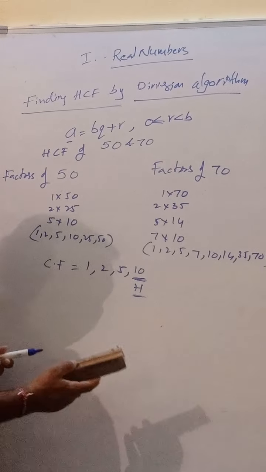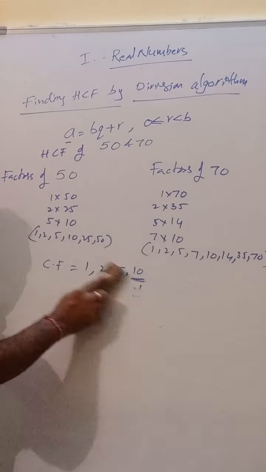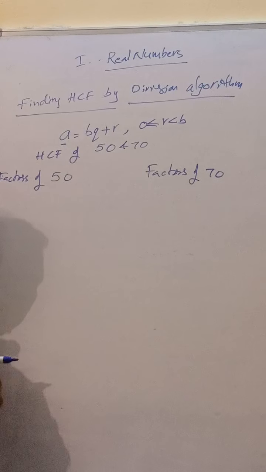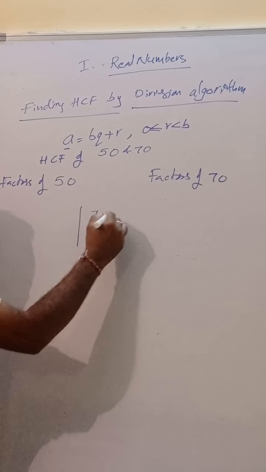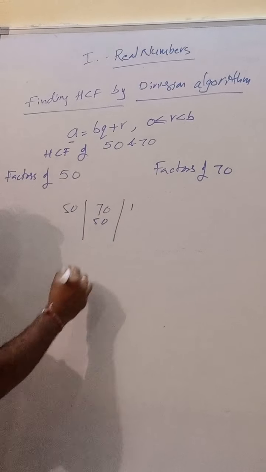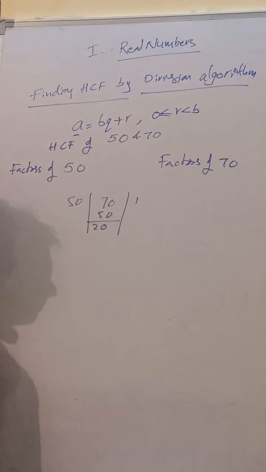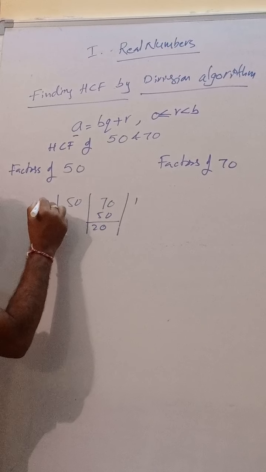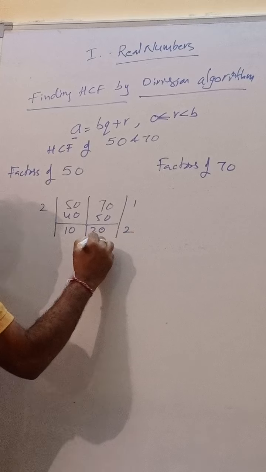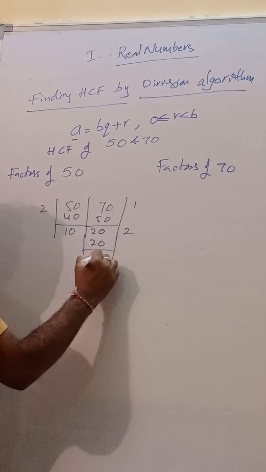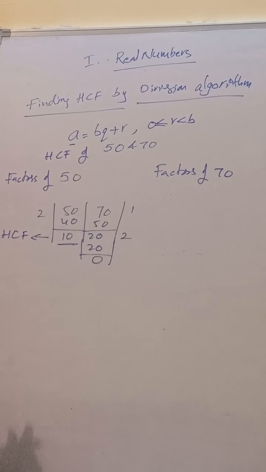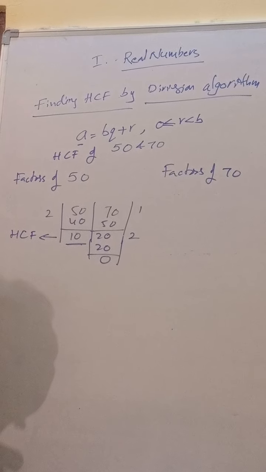Then the old division method. By the division method, we should divide the highest number by the smaller one. 50 ones are 50. Then the remainder is 20. We should divide the 50 by this 20. 20 twos are 40. The remainder is 10. 10 twos are 20. Then the remainder is 0. Then HCF is 10. This is the division method.